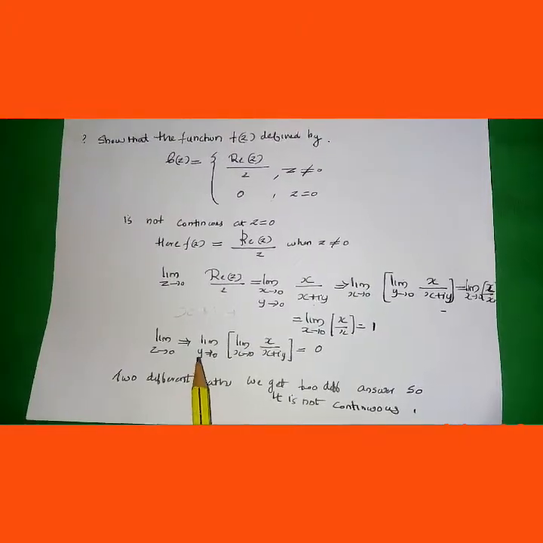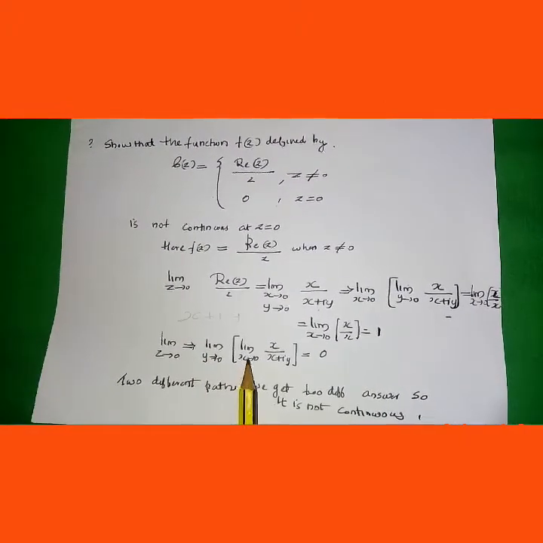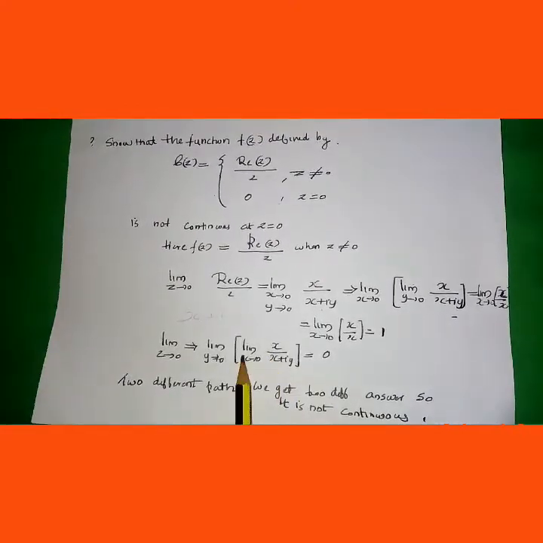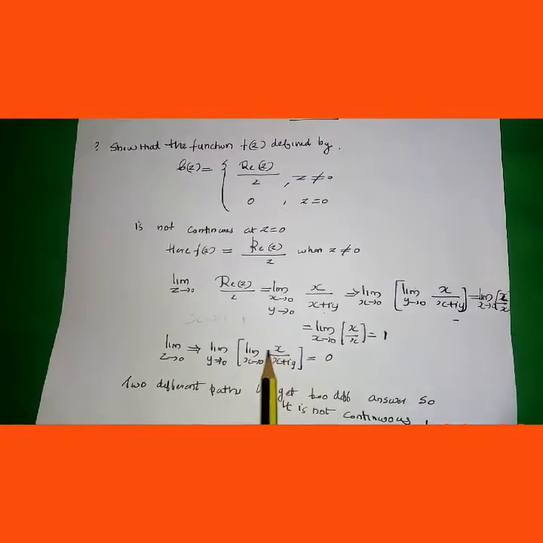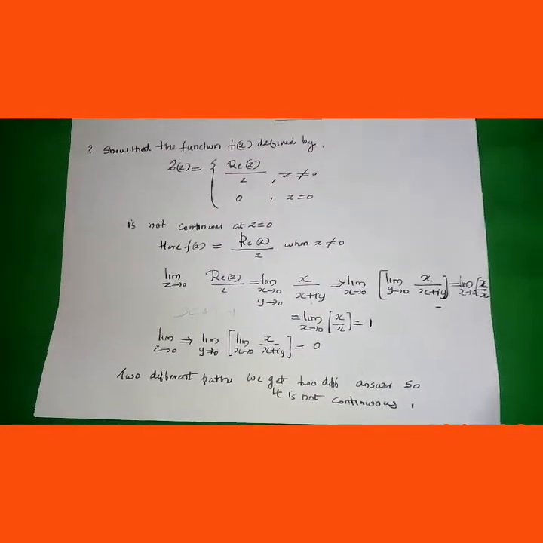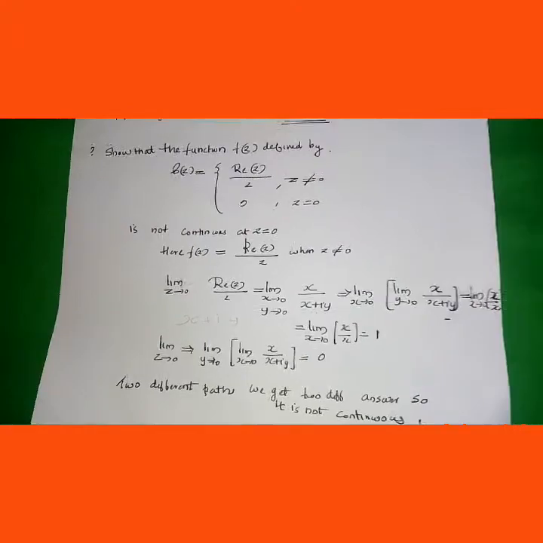And next we first put x equal to 0 and then put y equal to 0. So we get the answer as 0. So limit y tends to 0, 0 is 0 only. So the two different paths give two different answers. So the function is not continuous at z is equal to 0. The statement is correct.